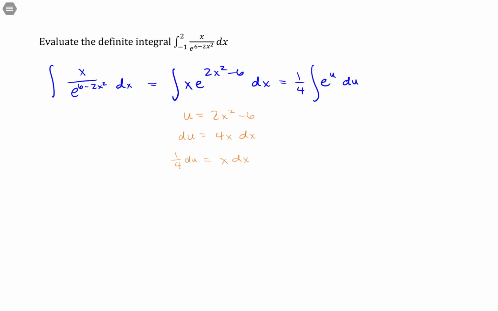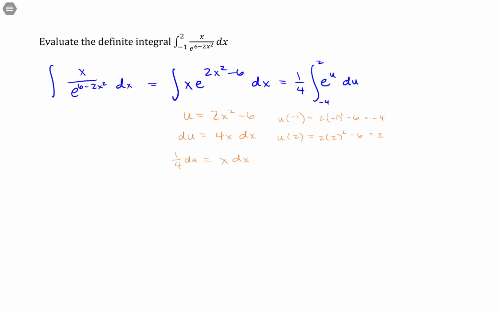So what I am going to do is take my function u and plug in the endpoints of integration. When I do that, I get 2 times -1 squared minus 6. So that's 2 minus 6, so -4. This will be 2 times 2 squared minus 6, so that's 8 minus 6, which is 2. So the new endpoints of integration are going to be -4 and 2.